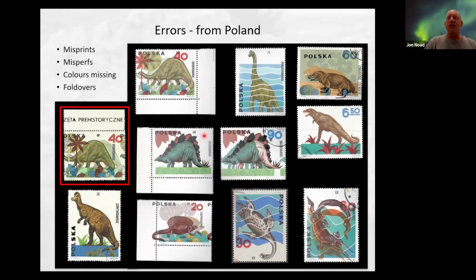This was quite interesting: Stanley Gibbons managed to get a sheet of 10 of these, and they sold them off one by one. The first one sold for £10. The second one they sold for £20, the third one for £30. There were 10 altogether in the sheet. And I got the 9th one. So I paid £90 for this Stegosaurus with a missing value on there.